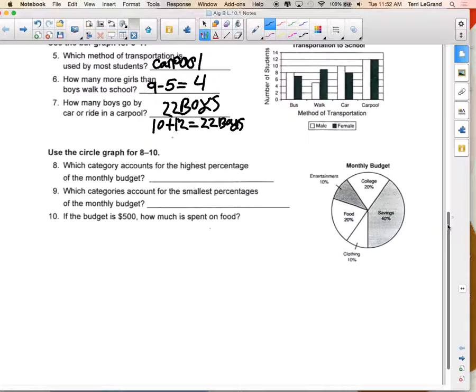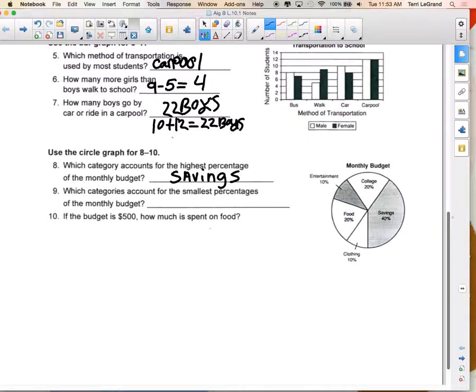Okay, so number 8, which category accounts for the highest percentage of the monthly budget? Look at the new graph. What kind of a graph is that, first of all? Pie graph, also known as a circle graph, or a pie chart, we can call it. So, which category accounts for the highest percentage of the monthly budget? Savings. They're going to put the most into savings. What are 2 different ways we can make that decision? Just by looking at it, it's the biggest piece of pie, and it's the highest percentage, isn't it?